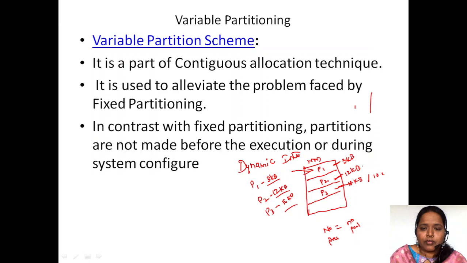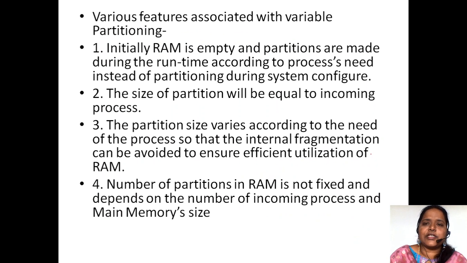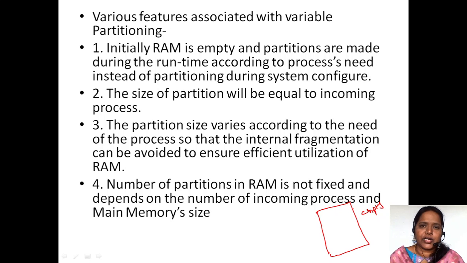Got it? So the various features associated with variable partitioning are, initially the RAM, the main memory, is empty. During the runtime, according to the process needs, we partition, instead of partitioning during the system configuration. When it comes to fixed partitioning, the partitions are done during the system configuration itself. But here, during the runtime, suppose process P1 came, and P1 says that I need 5 KB of memory.